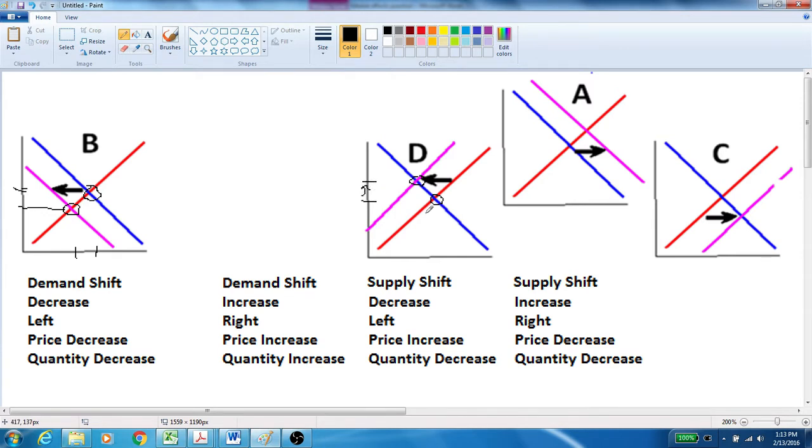The supply curve shift has caused the quantity being sold to be less than it used to be. So that's why we have a quantity decrease as well.